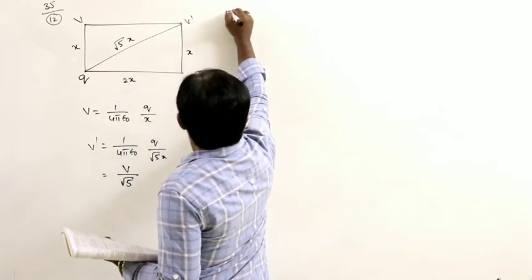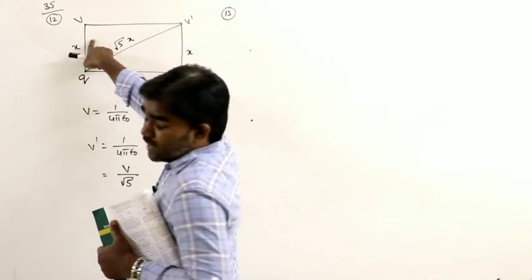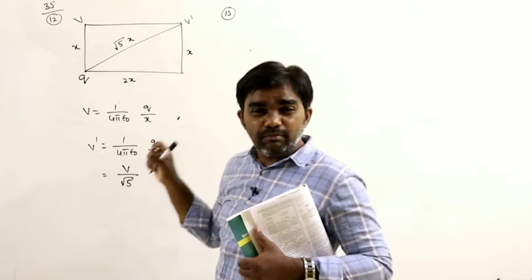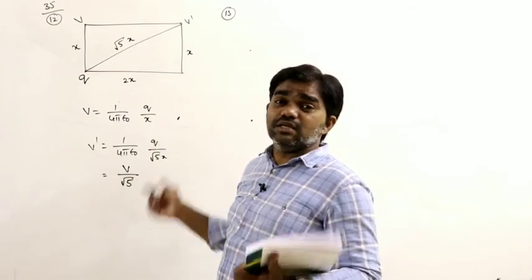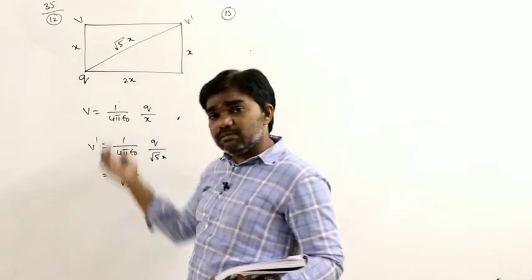Next, 13th question in this. Maximum potential means distance is minimum. Minimum potential means distance is maximum. So the diagonal distance is the maximum here.